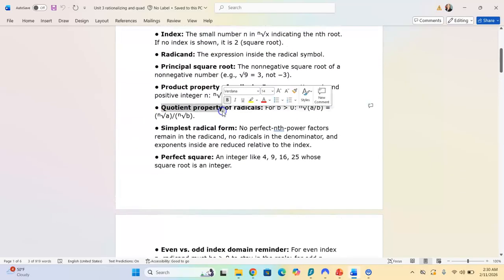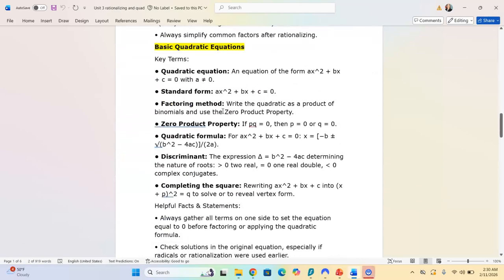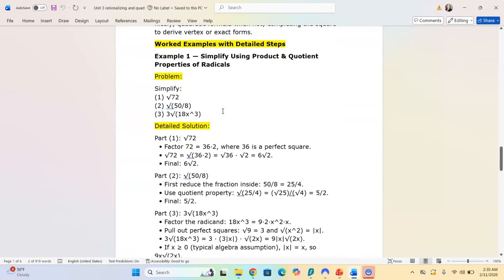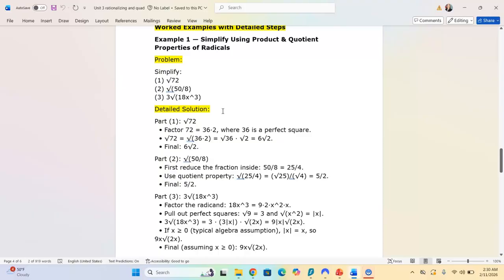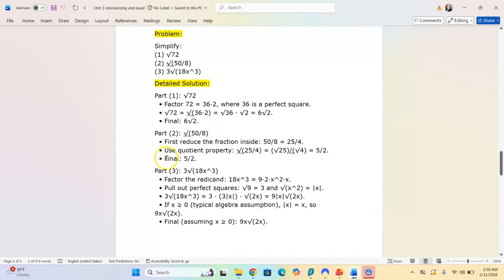Clear, right? So that's why it's helpful to have this in front of you, especially if you're on a computer screen and you're trying to use the vocabulary and the steps and your problem that you're looking at as well. And then you come to your final answer after using the quotient property, where you've got the square root of 25 over 4 equals the square root of 25 times the square root of 4.